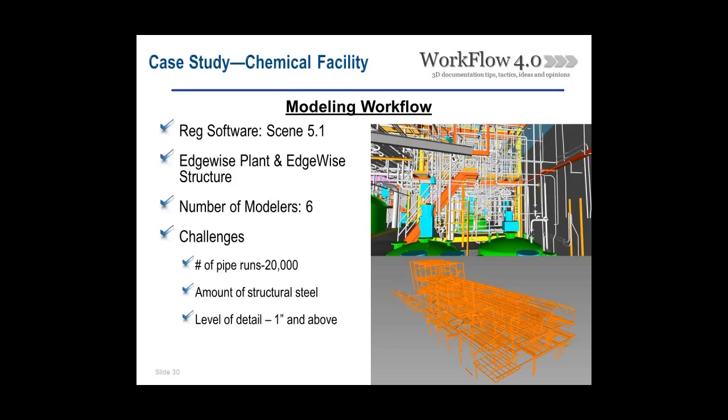We used 6 modelers, and some of the challenges were just the sheer number of pipe runs, over 20,000 pipe runs, and the amount of structural steel. We modeled the steel and the building you can see there in the lower photograph. It was 3 floors of the entire building. And of course the level of detail. So you're looking at everything 1 inch and above.